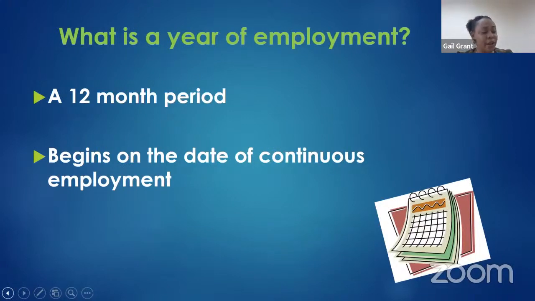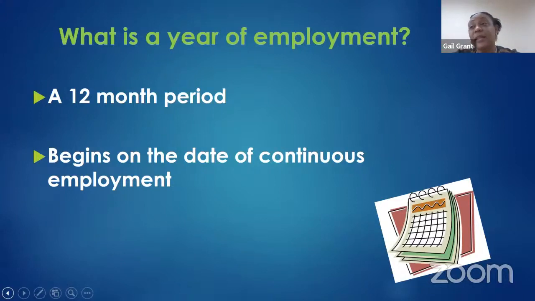So what is a year of employment? That's the next term I spoke about that we need to know. A year of employment is a 12-month period. It is not 9 months. A year is 12 months, but it begins on the date of continuous employment.